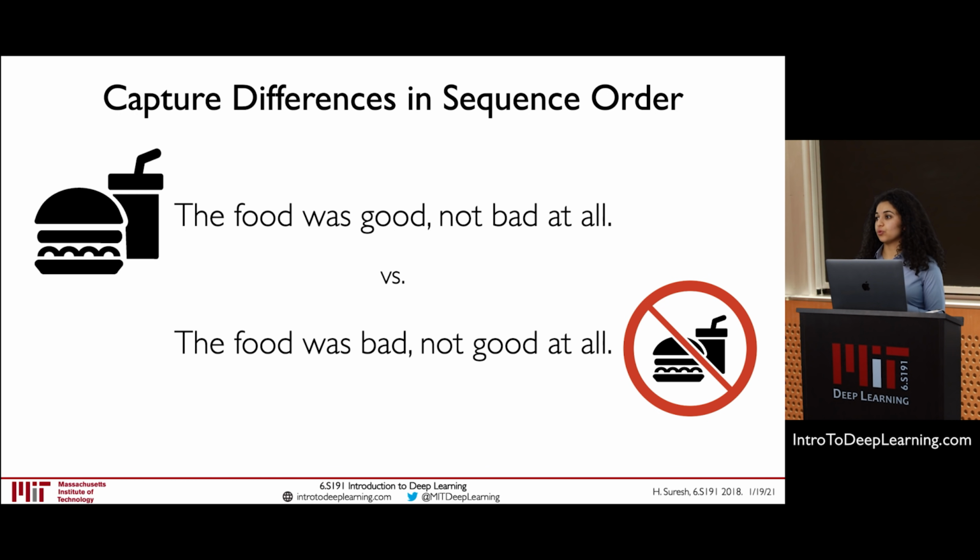Next, we need to be able to capture differences in sequence order, which could result in differences in the overall meaning or property of a sequence. For example, in this case, where we have two sentences that have opposite semantic meaning but have the same words with the same counts, just in a different order. And once again, the cell state maintained by an RNN depends on its past history, which helps us capture these sorts of differences because we are maintaining information about past history and also reusing the same weight matrices across each of the individual time steps in our sequence.